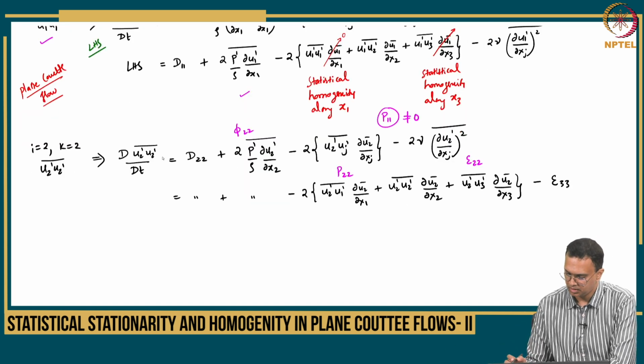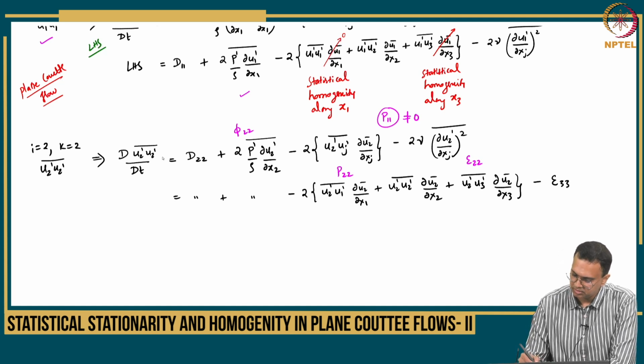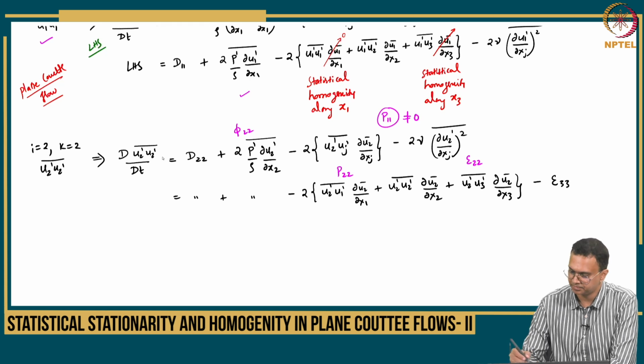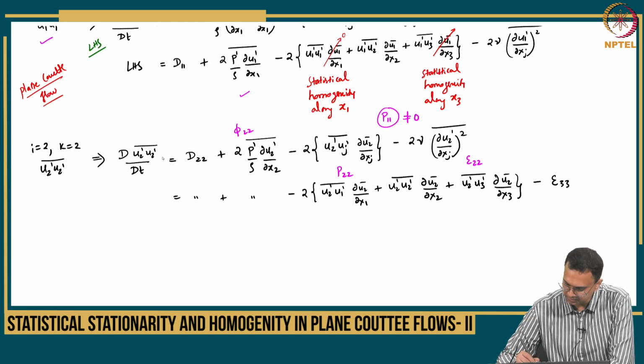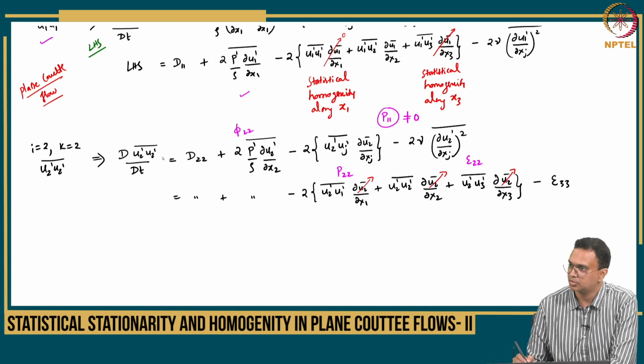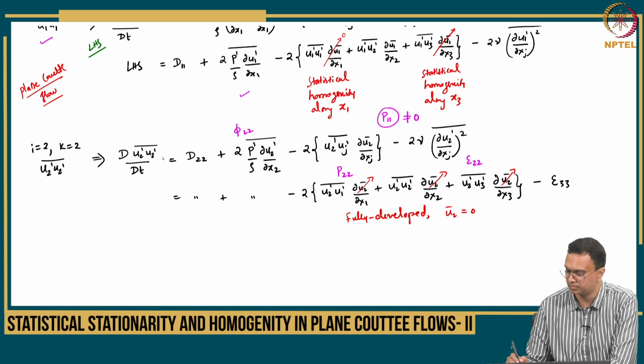Okay. So now we again see the production rate term P22. What will happen to that? You see ∂/∂x1 is homogeneous, so this term is gone. Also, u2 bar is 0 here. u2 bar itself is 0 when the flow is fully developed, correct. So this entire term will go away, because u2 bar is going away. There is no gradient for u2 bar because it is fully developed. u2 bar is 0 here for a plane Couette flow.